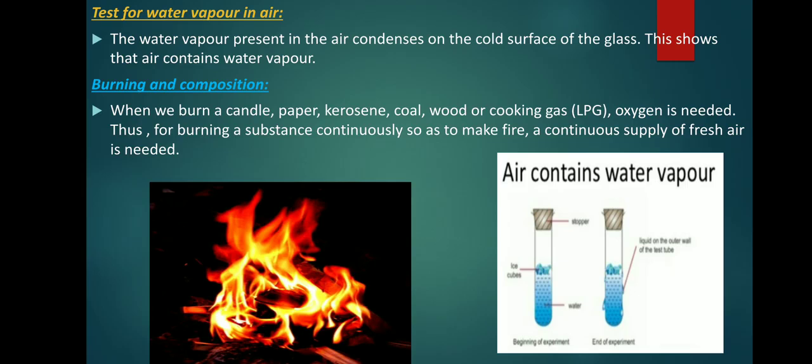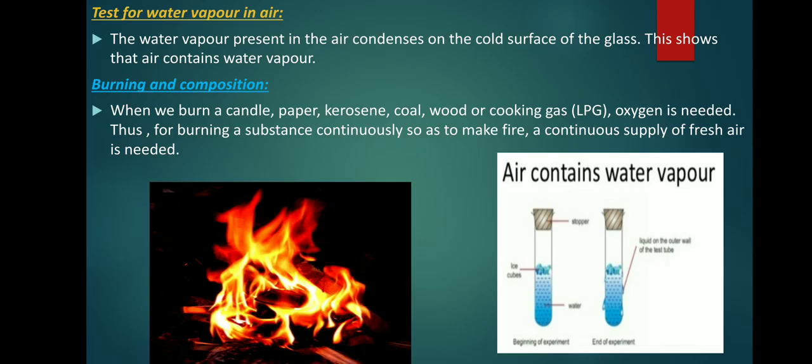Now move on. Test for water vapor and burning and combustion. Test for water vapor. Take a few ice cubes in a glass. Keep it on the table for a few minutes. Observe what happens. You could see tiny droplets of water all over the outer surface of the glass. From where do these droplets come? The water vapor present in the air condenses on the cold surface of the glass. This shows that air contains water vapor.